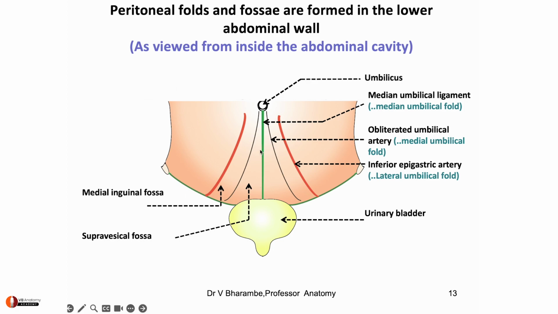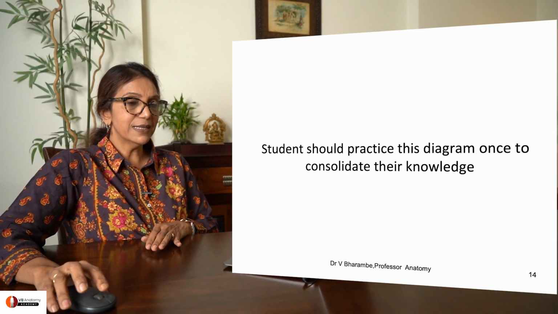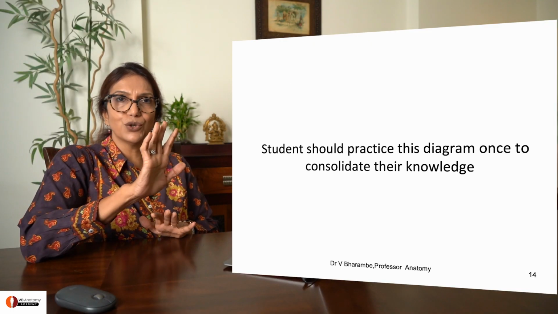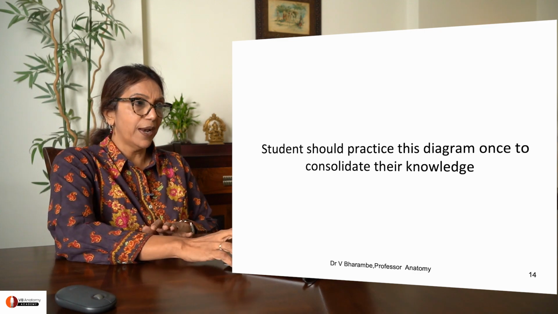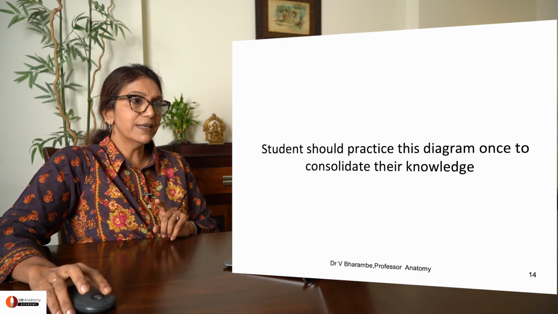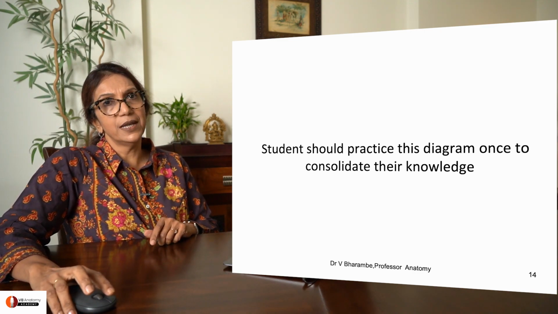Between the medial and the lateral inguinal folds, there is the medial inguinal fossa, and lateral-most is the lateral inguinal fossa. This is what you see when you sit inside the abdomen and look at the abdominal wall posteriorly. This is basic anatomy that you should all know. Students should practice this diagram once to consolidate their knowledge.